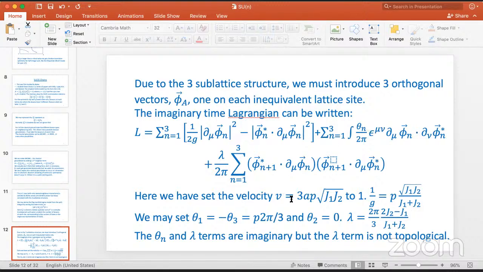And the velocity is 3 a P square root of J1 J2. The coupling constant 1 over g is P times root J1 J2 over J1 plus J2. So we see that as P gets larger, the coupling constant gets smaller. And the topological terms can be calculated. It turns out that theta 1 is minus theta 3 is P times 2 pi over 3, and theta 2 is 0. And this other additional strange term lambda has the value 2 pi over 3, 2 J1 minus J1 over J1 plus J2. So theta n and lambda are imaginary terms, but the lambda term is not topological.